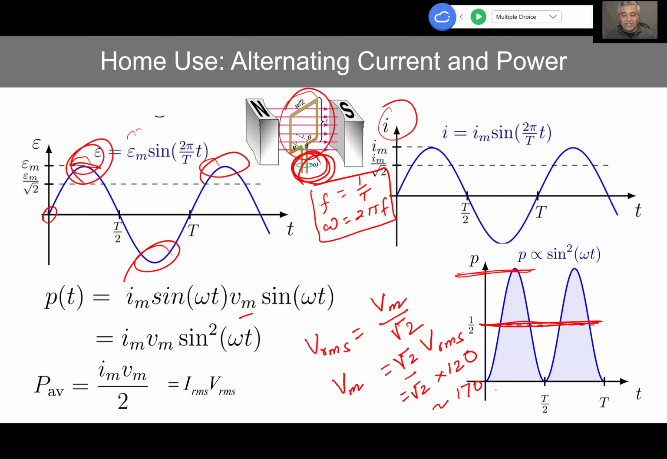That's how it's changing, but it's changing very quickly. How fast? We say the frequency is 60 hertz. So that means it's changing 60 times every second. So it's changing very quickly. Anyway, that's the kind of thing we use. That's what comes into our home.